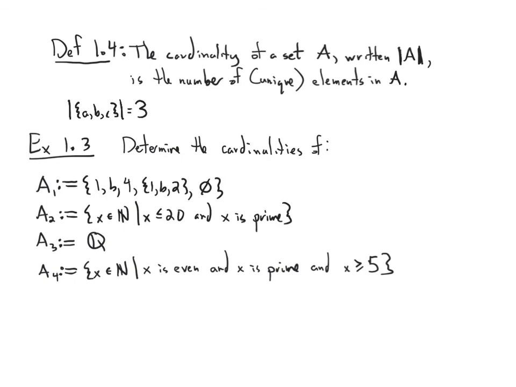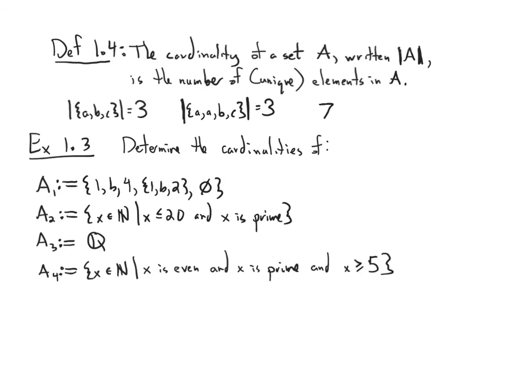And remember, it's unique. So if we have the set A, A, B, C, we care about only unique elements. So the cardinality of this set is also 3. We don't count A twice. We just say, well, there are 3 elements, A, B, and C. A just got listed again for whatever reason. And let's do one more, I guess.